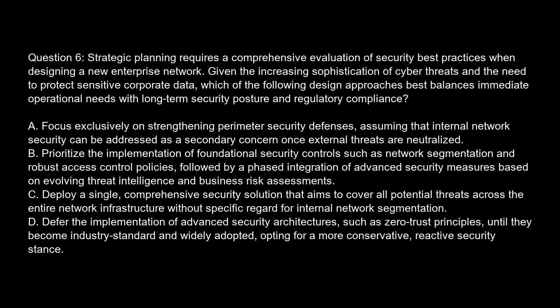Option B. Prioritize the implementation of foundational security controls such as network segmentation and robust access control policies, followed by a phased integration of advanced security measures based on evolving threat intelligence and business risk assessments. Option C. Deploy a single, comprehensive security solution that aims to cover all potential threats across the entire network infrastructure without specific regard for internal network segmentation. Option D. Defer the implementation of advanced security architectures, such as zero-trust principles, until they become industry standard and widely adopted, opting for a more conservative, reactive security stance.